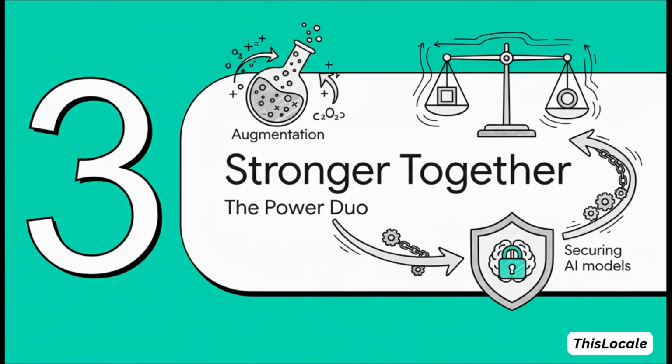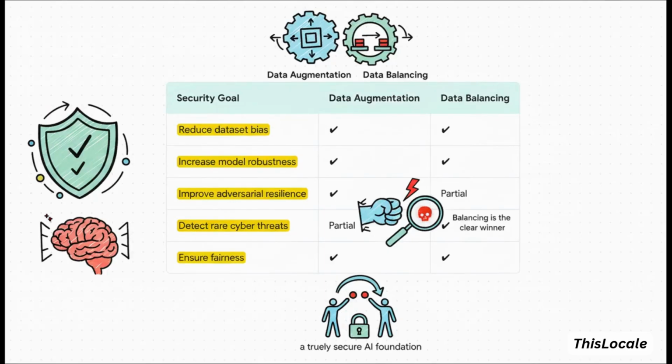Okay, so we've got these two really powerful techniques, right? Augmentation for making the model tough, and balancing for making it sensitive. But where they become truly game-changing is when you use them together. And this table just lays it out perfectly. It shows you the power of this duo.